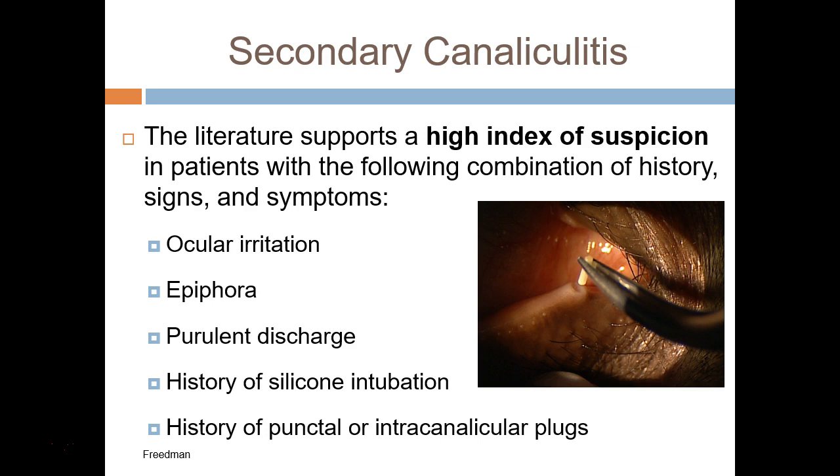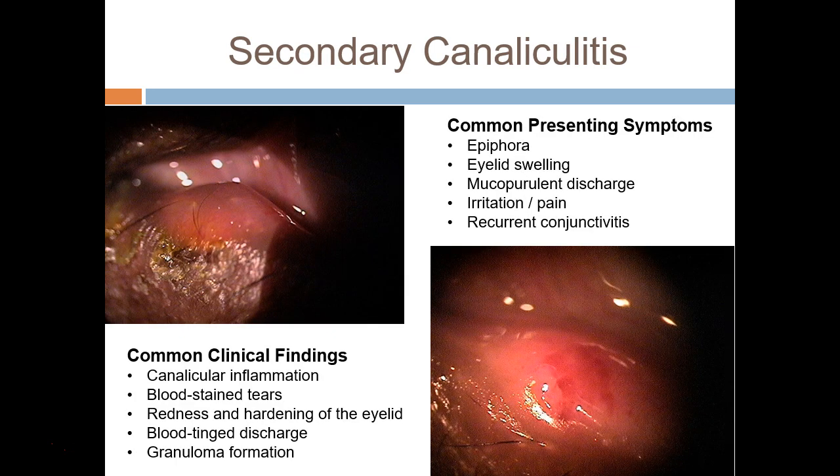So if you've got a patient coming in with ocular irritation, abnormal watering of the eye, one or both, it doesn't matter, and then some kind of purulent discharge, and they have a history of having some plugs, either by you or some other doctor, the literature supports a high index of suspicion. You should be suspicious that that's what's going on, because that's probably what's going on. That's what I've seen. So secondary canaliculitis.